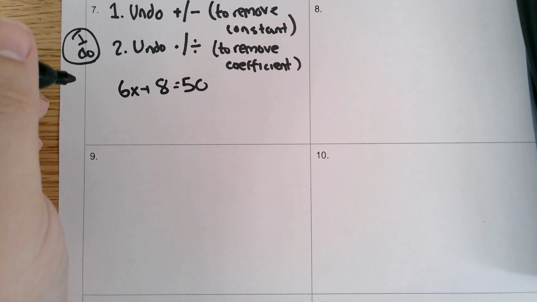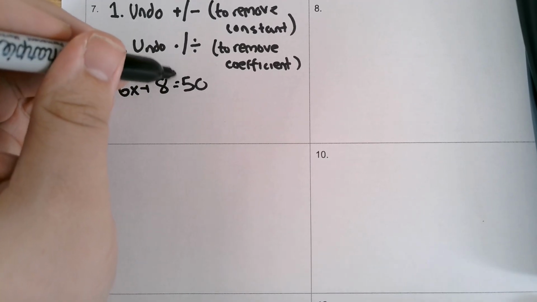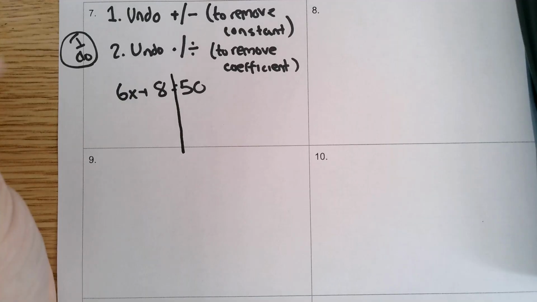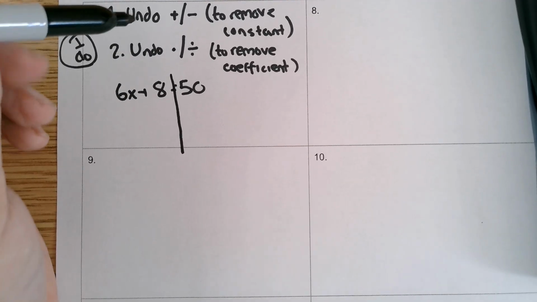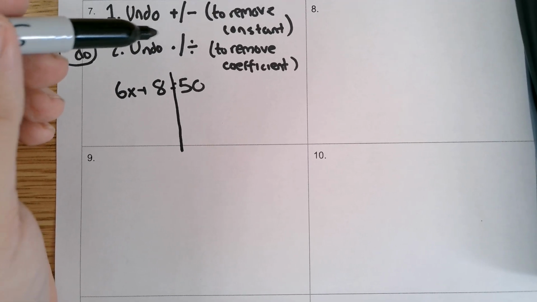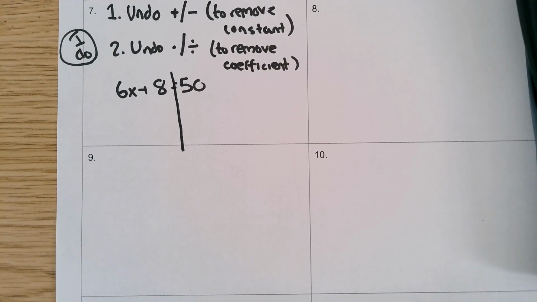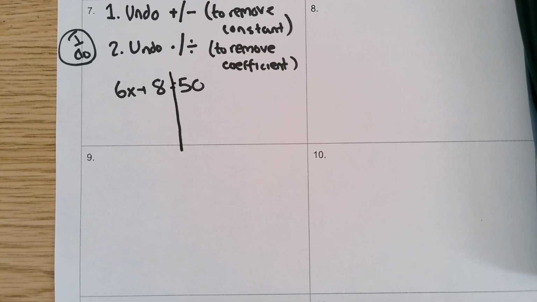All right. So first thing we're going to do, we're still going to draw our fence, because the fence is still important, right? So step one, undo your addition and subtraction to remove the constant. When you look at solving an equation, essentially you're going to take PEMDAS that we learned a few lessons ago, and you're going to go in reverse order. Okay?